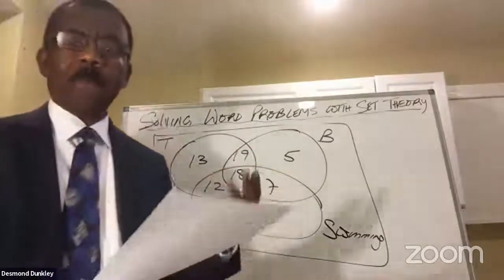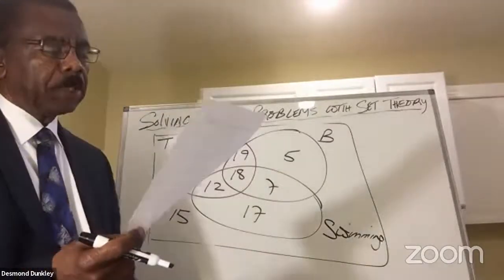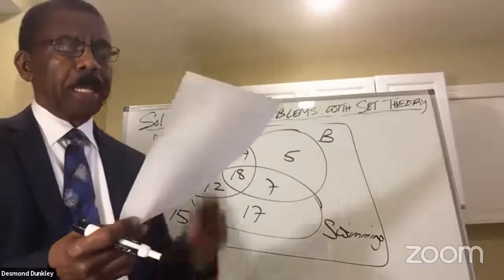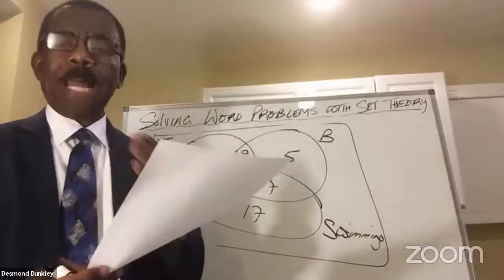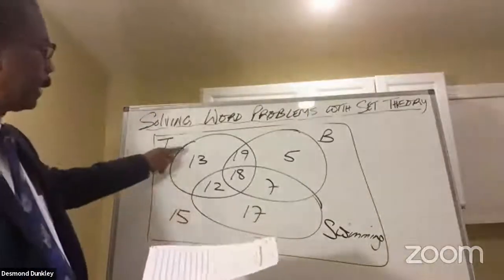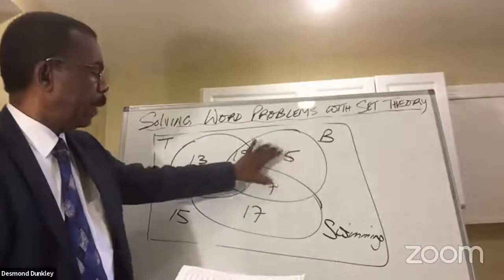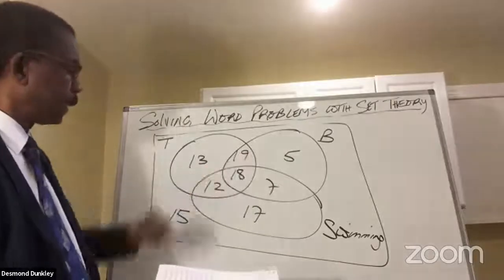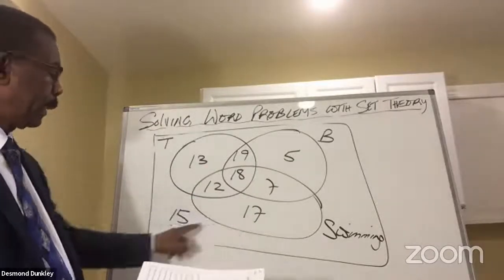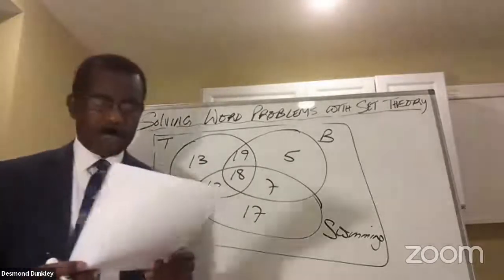From this Venn diagram, the question is asked, how many students do not like either tennis or badminton? And this is tennis, this is badminton, so they cannot be in any of these 1, 2, 3, 4, 5, 6 areas. So it has to be 17 and 15 gives us 32.